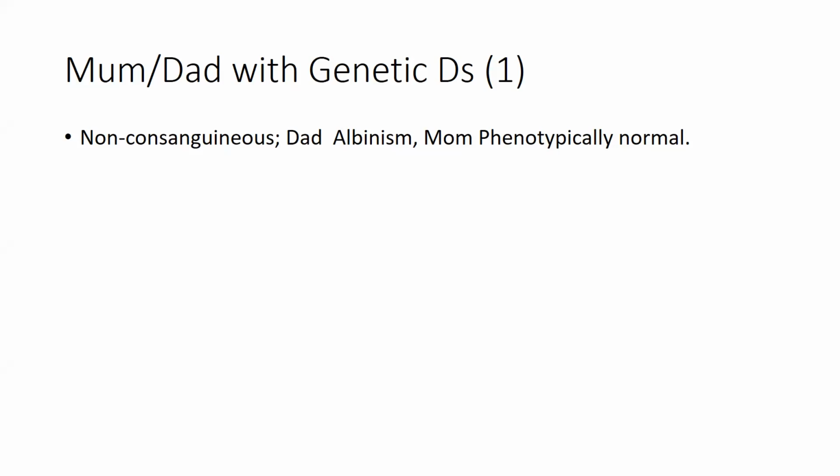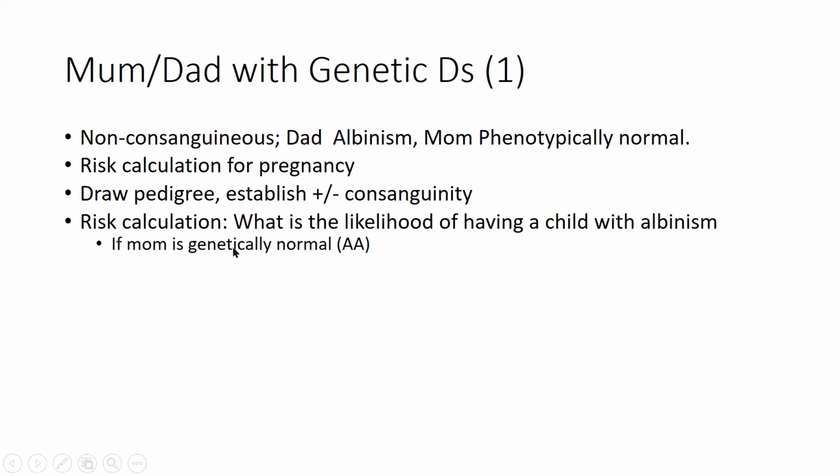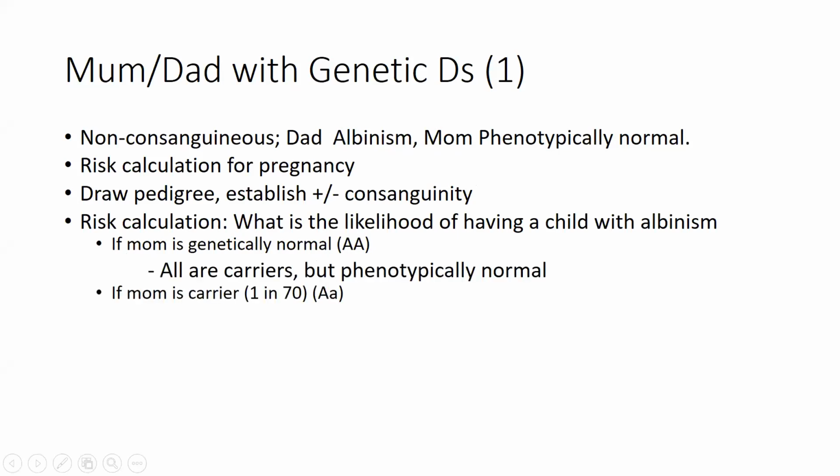So even if mom looks phenotypically normal, she could still be a carrier of one abnormal albinism gene. And now if it meets with the one from dad, there's a very high risk in the pregnancy, right? So how do you approach this? We calculate the risk, which I've said. Then you draw a pedigree, establish consanguinity, because if dad has albinism and is related to mom, the risk is much higher than if they were unrelated, right? And then if we genotype mom and find her genotype is normal, all her children will be carriers, but the good thing is that they will be phenotypically normal.